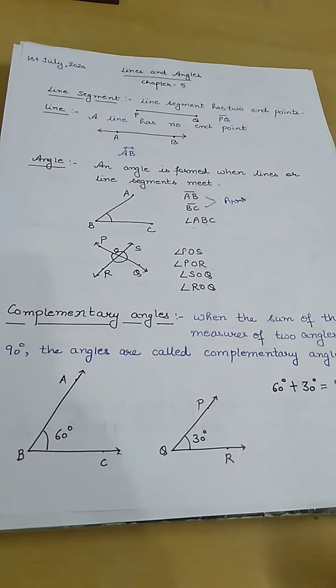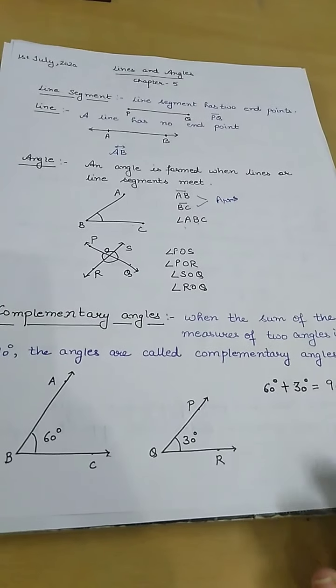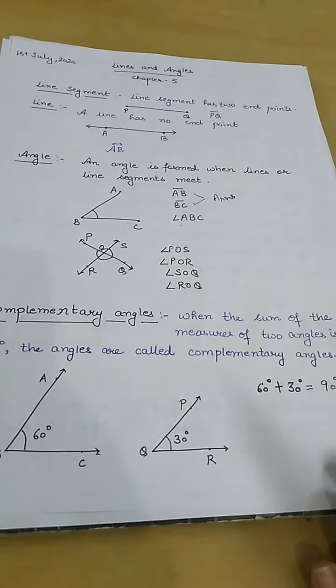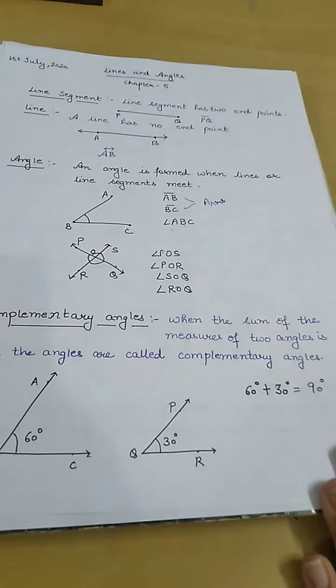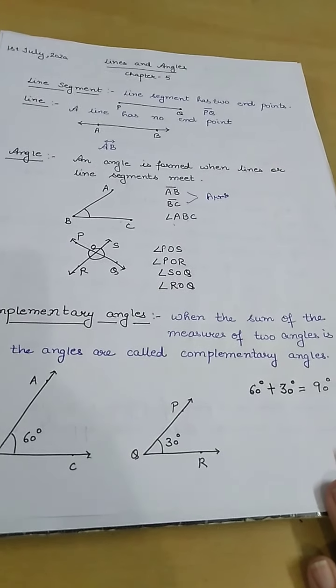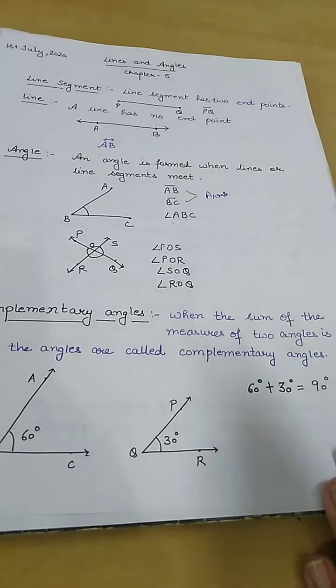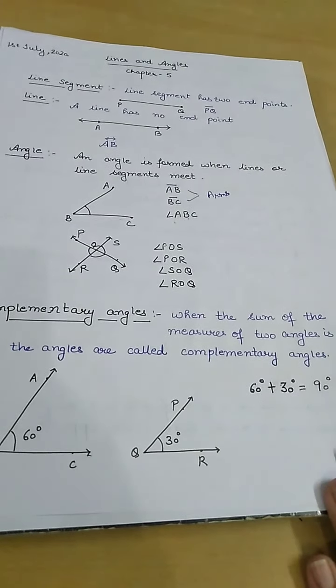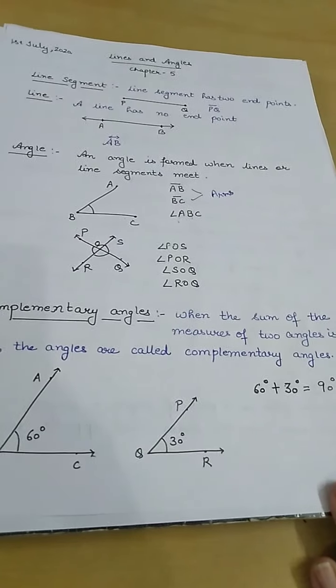So next is complementary angles. This is new for you. What do you mean by complementary angles? See here it is written angles. Angles means it is a pair of two angles. When the sum of the two angles gives you 90 degrees, they are known as complementary angles.